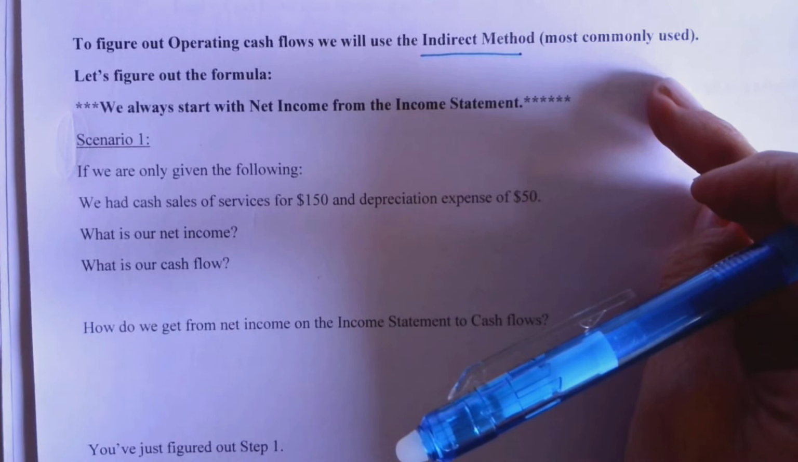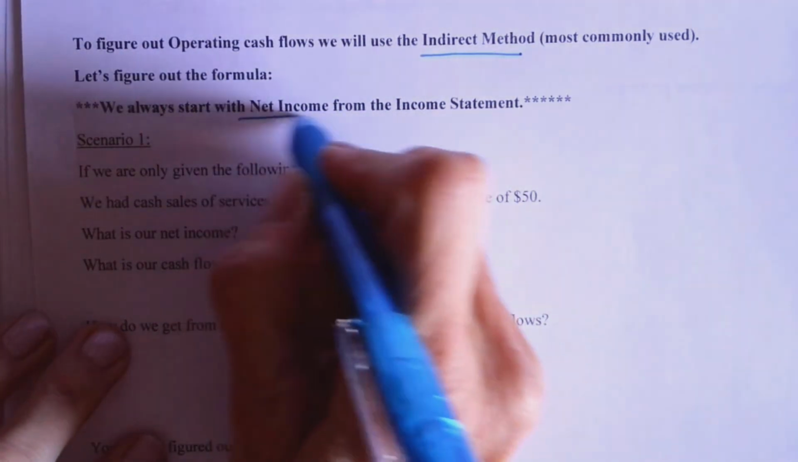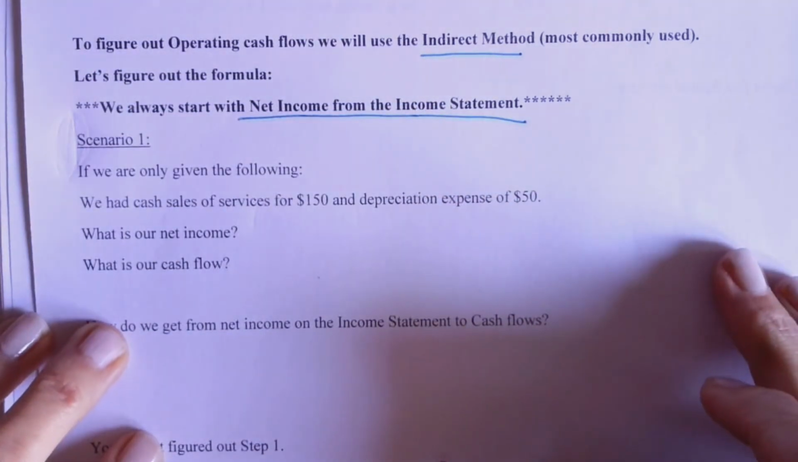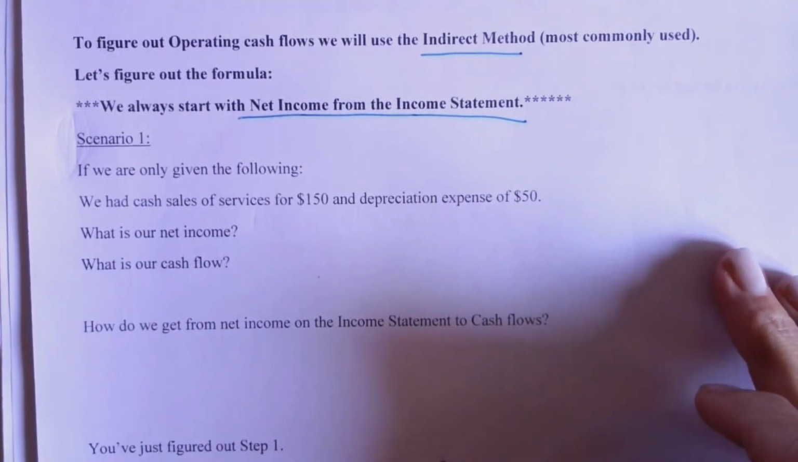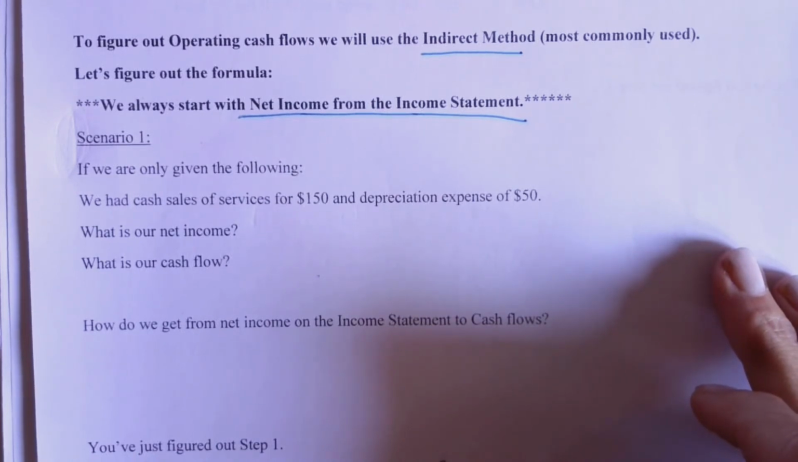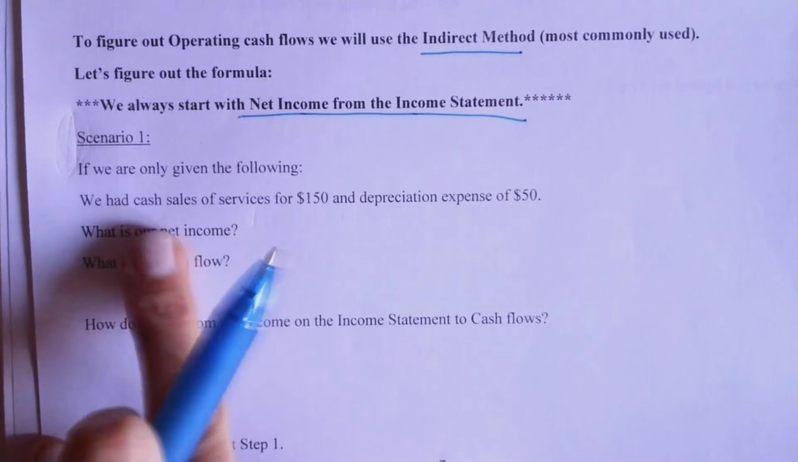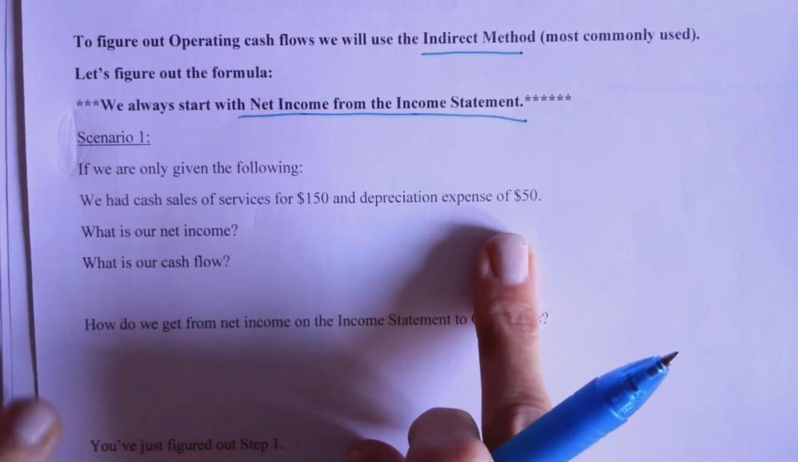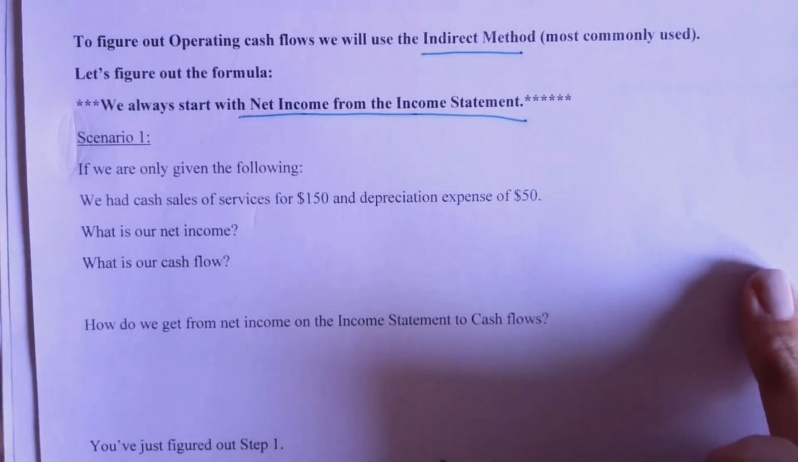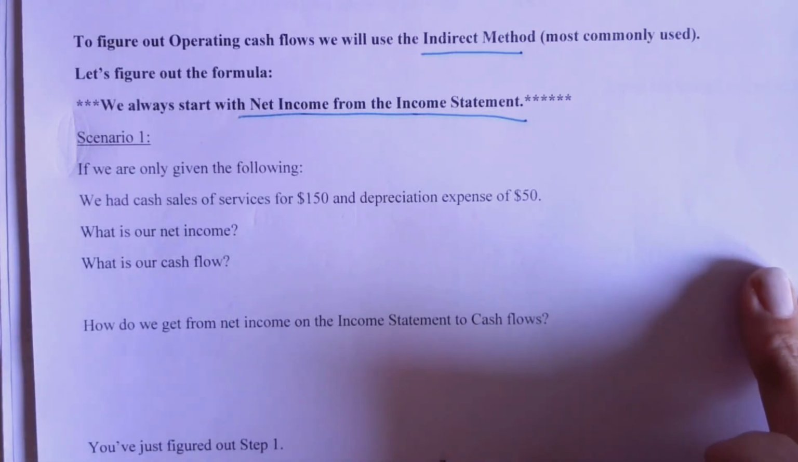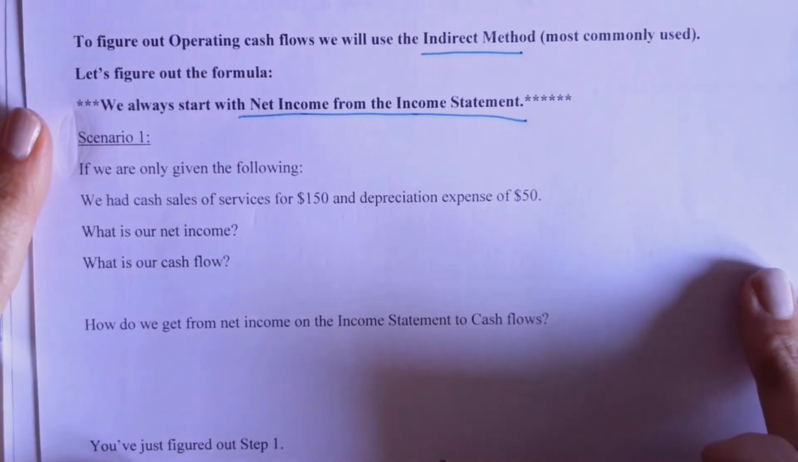Okay, so we're going to figure out the formula, and I'm just going to let you know that we always start with net income from the income statement, okay? That's kind of our shortcut. If we had no accruals, then our net income would be our cash flows, but we do have accruals, so we're just going to adjust it. So let's say in scenario 1, this is all that happened in the company. We had cash sales of services for $150 and depreciation expense of $50.